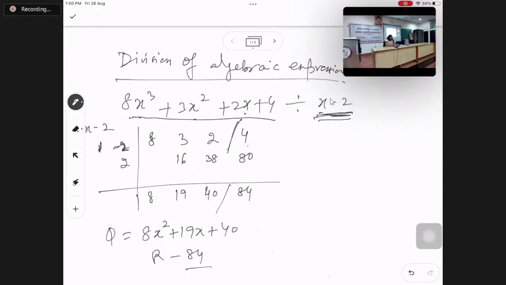First number as it is, 8. Then you multiply 8 with 2. This is 16. 16 plus 3 is 19. 19 twos are 38. 38 plus 2 is 40. 40 into 2 is 80. 80 plus this and so on. Okay. And this is a cubic equation. You are dividing by a linear polynomial. So obviously the quotient would be a second degree equation. We start with the second degree equation. So it is 8x square plus 19x plus 40 and the remainder is 84. Clear?